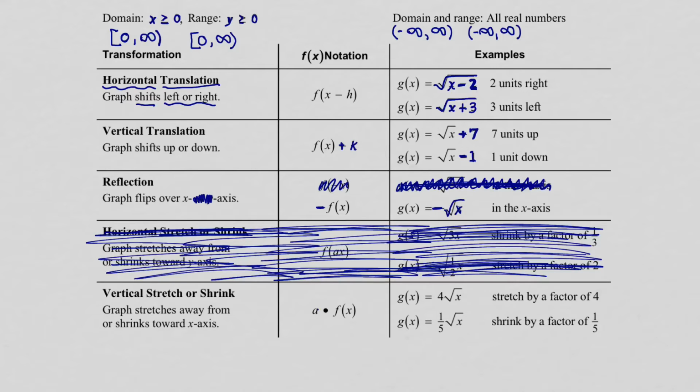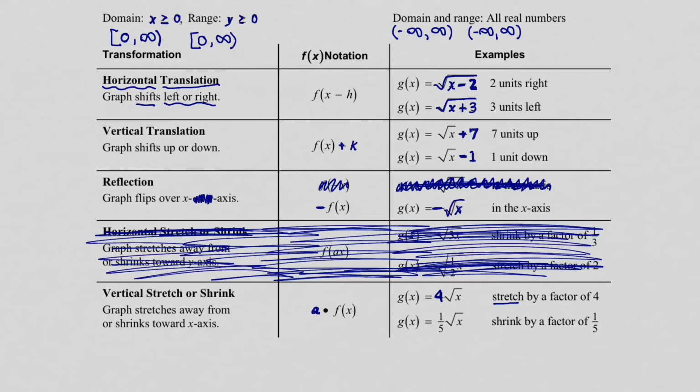And that is this number A that's out front of what we're dealing with, okay? So looking at it, that tells us that it's going to stretch away from the x-axis, or it's going to shrink down toward the x-axis. So it's going to get taller or it's going to get flatter. Well, 4 out front means that it is going to stretch by a factor of 4.